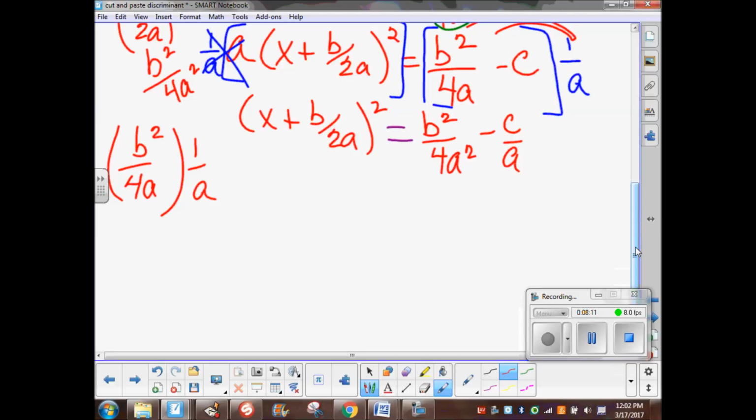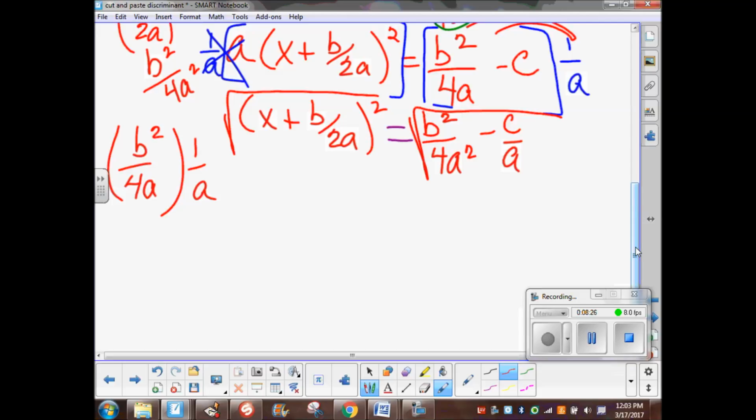Everyone caught up? My apologies. Huge apologies that I made a mistake. I hate that. I'll lose sleep over that tonight. I'll wake up in the middle of the night in a cold sweat. Like, oh, I made a mistake deriving the quadratic formula.